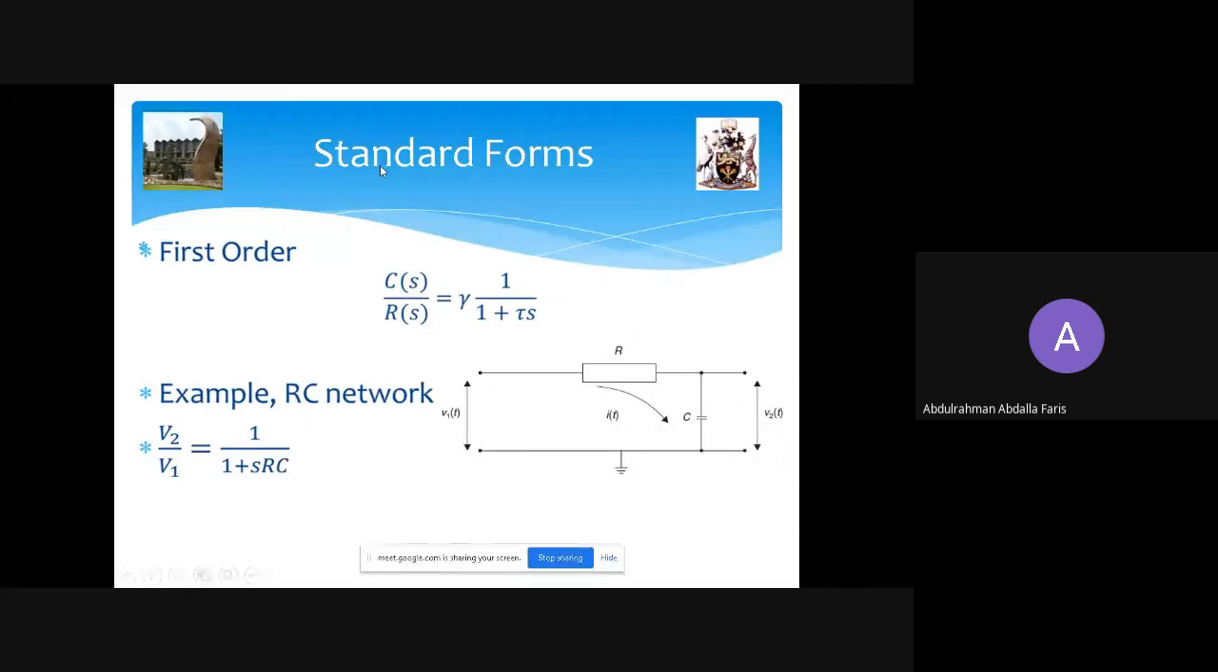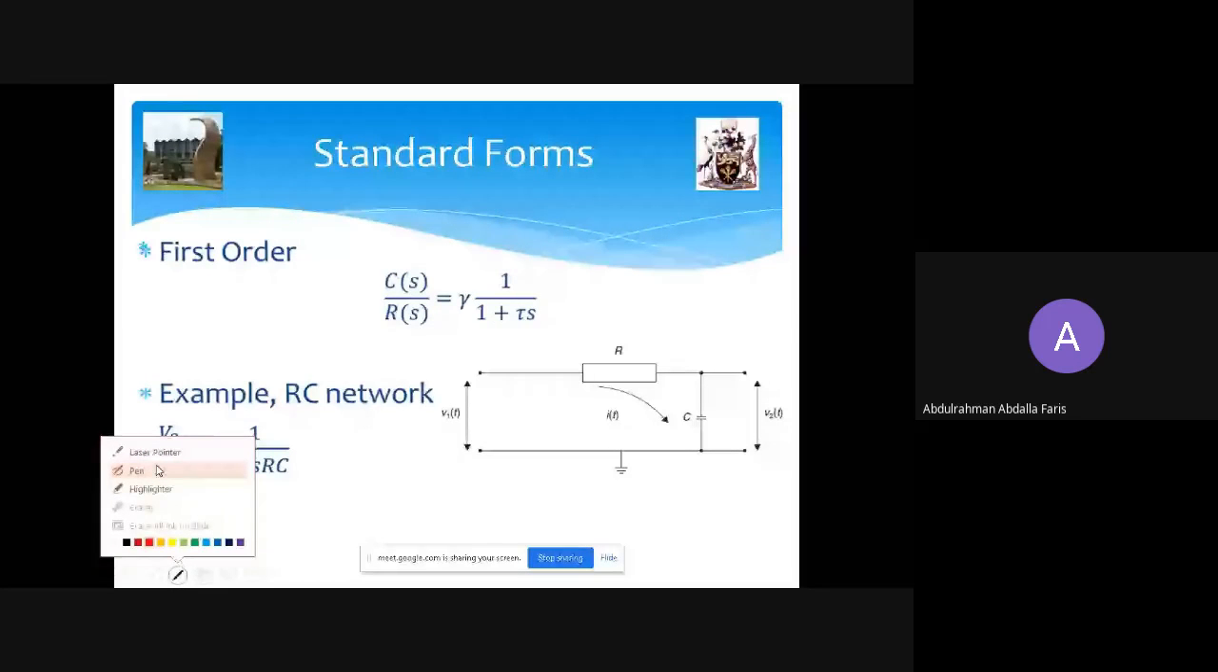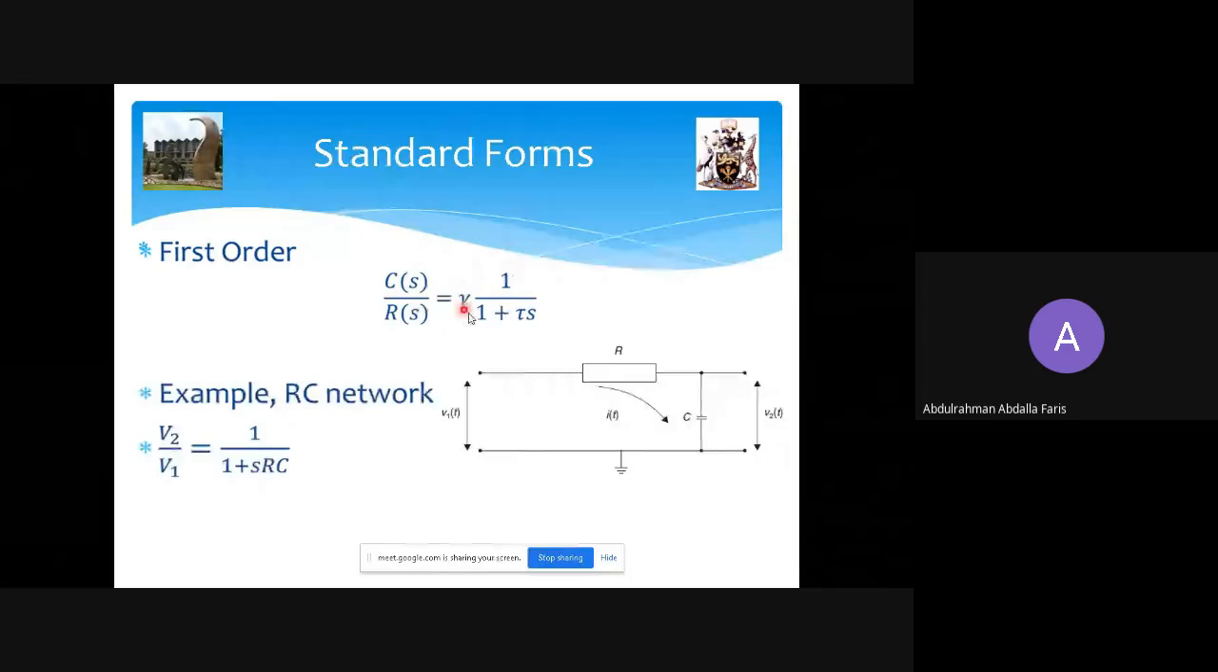So first, standard forms. First order standard form is given by that. Whenever you model a system and you have a transfer function which you can manipulate or rearrange to appear in this form, then just know that the gamma, the constant which multiplies this fraction, is actually the gain of that system, and in 1 over 1 plus tau s, the tau is actually the time constant of that system.